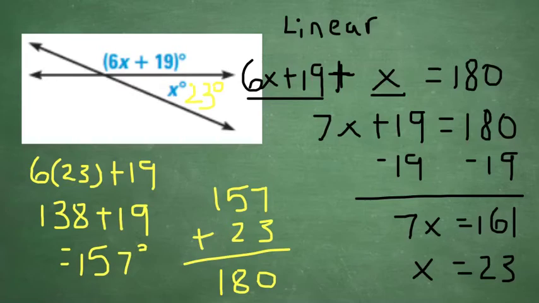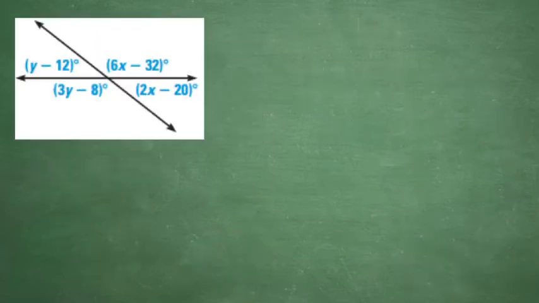Okay. So again, our final answer though was x is 23. Works out. I have a 157 degree angle and a 23 degree angle. So again, now that we've added some different components, notice we have a variable in every single angle, you're just going to have to use some judgment as to how to set up an equation.